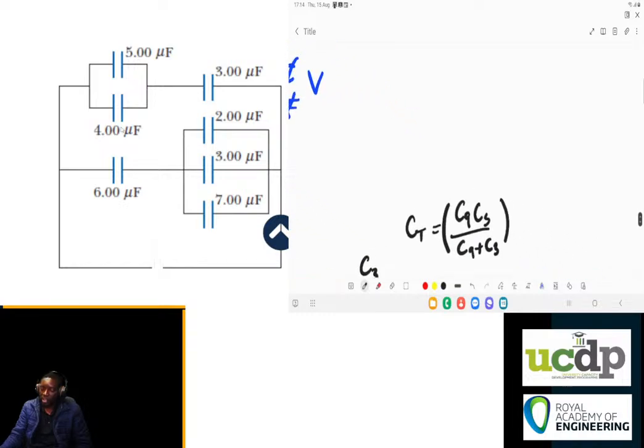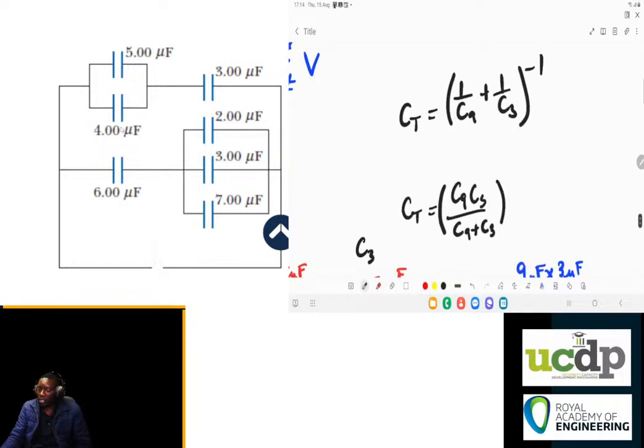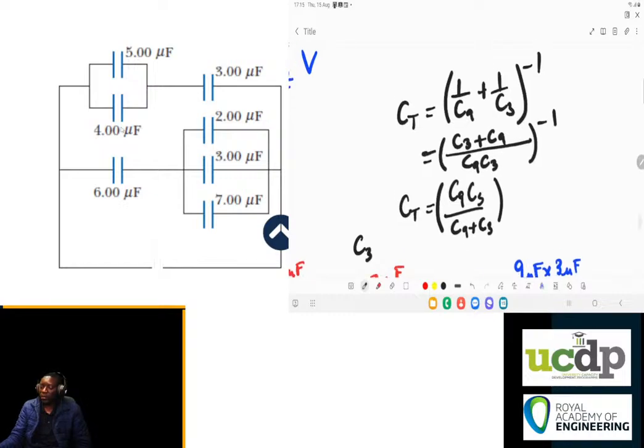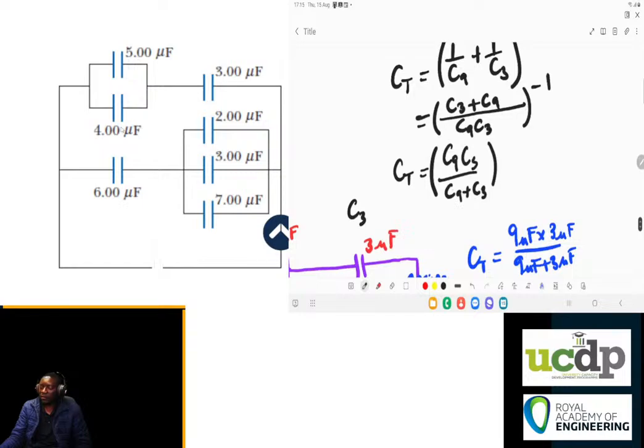So this comes from CT is equal to 1 over C9 plus 1 over C3, and everything after we get it, we invert. So now if we choose C9 and C3 as our common denominator, then we have C3 plus C9 here as the numerator, but everything is to the minus 1. So if everything is to the minus 1, it means we are simply inverting this whole thing to get C9 times C3 over C9 plus C3.